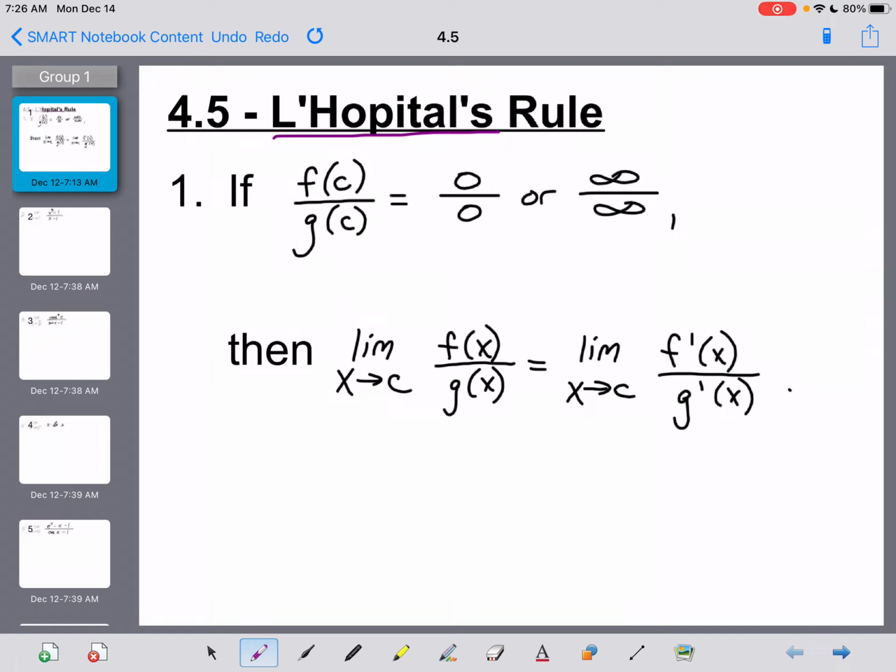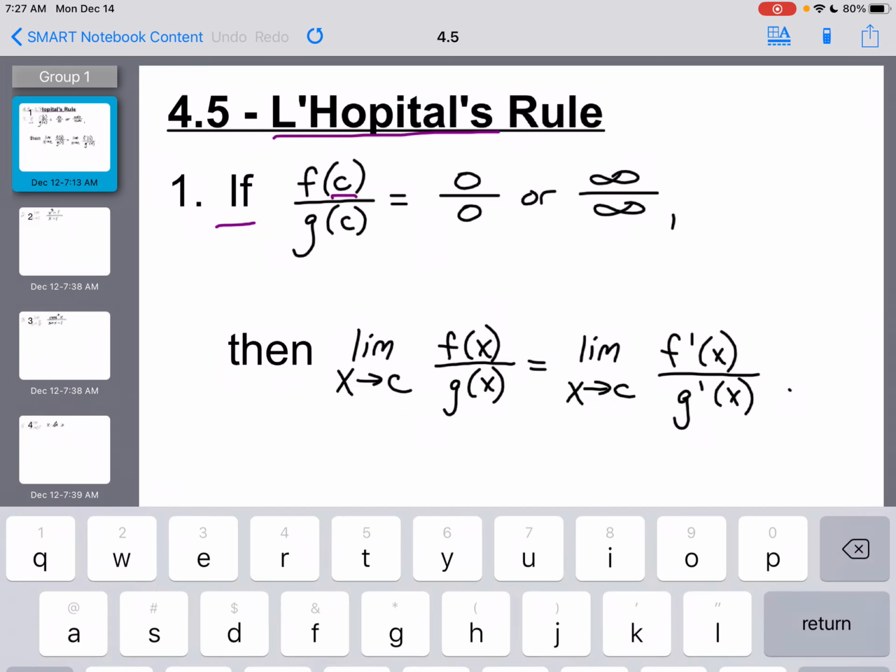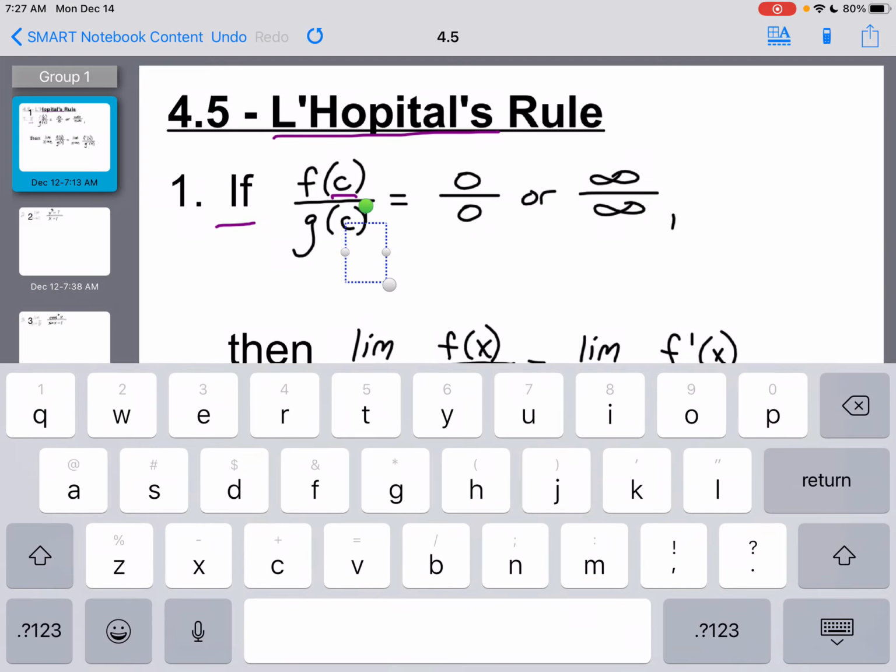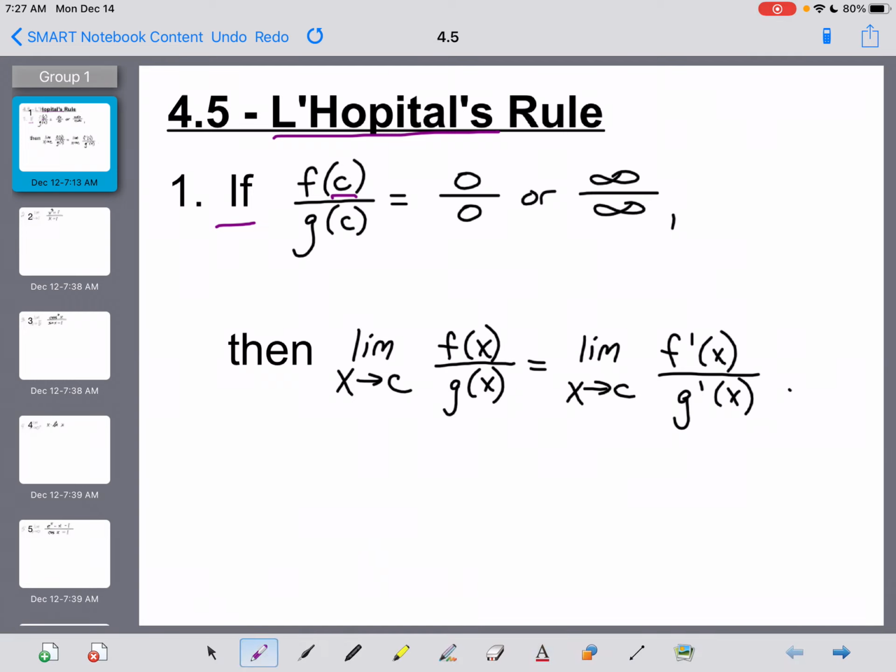So L'Hôpital's rule, you'll notice here, is written in if-then form. And the if, the hypothesis, the thing that has to happen in order for this to work out, is that if f of c over g of c is equal to 0 over 0, or infinity over infinity. Now notice, everybody, we are writing f and g of c, not of x. So these are not general formulas out here. These are what happen when we stick in a specific value at which we're evaluating the limit.